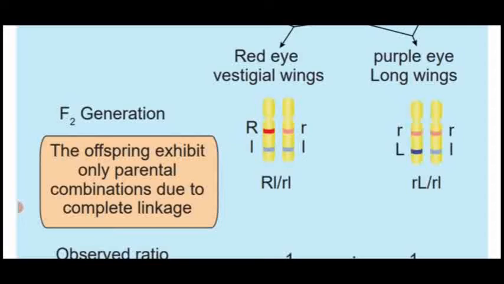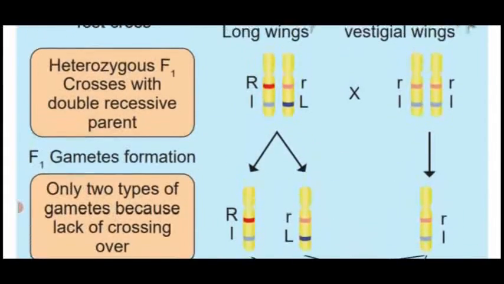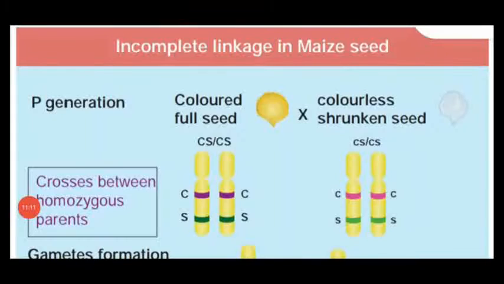Absence of crossing over is seen in male Drosophila, which was proved by T.H. Morgan. Another example is the incomplete linkage in maize seed. The parental characters are colored full seed. What is a colored full seed? That means yellow color, and also the shape of the seed is round.